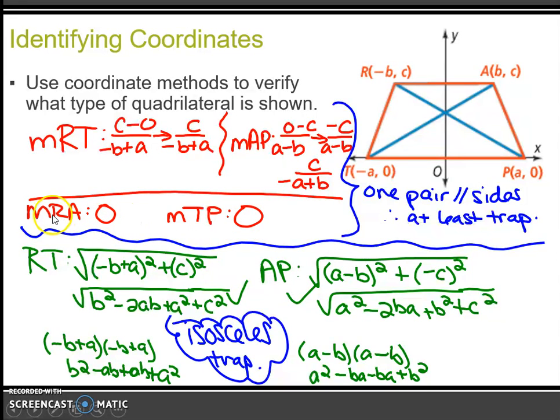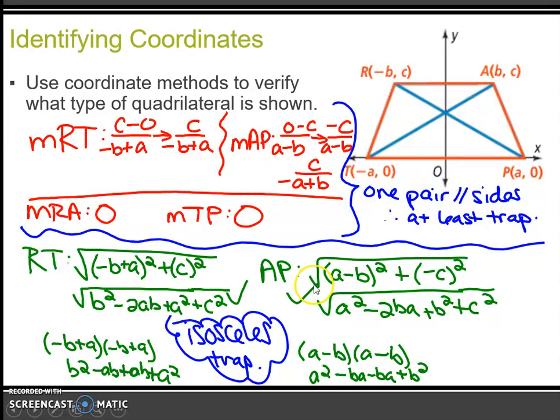So they have the same slope right here. This is the slope for RA. M means slope. RA is 0, and then the slope for TP is 0. They have the same slope, so these two are a pair of parallel lines, because parallel lines have the same slope. Right here, they don't have the same slope. It's going to be opposite slope. You can just copy this: c over negative b over a, c over negative a over b. They're opposite slopes, so they're not parallel. What you need to do is use the distance formula and find the distance between here and here to see if it's an isosceles trapezoid.